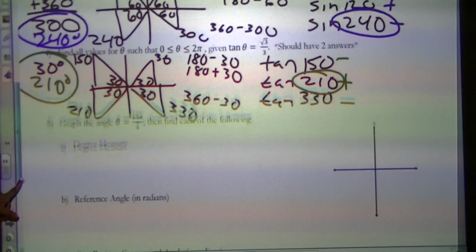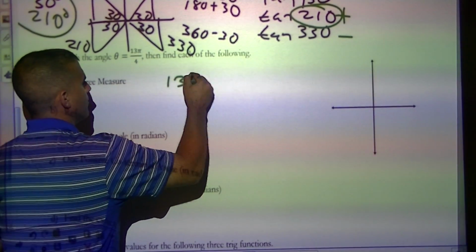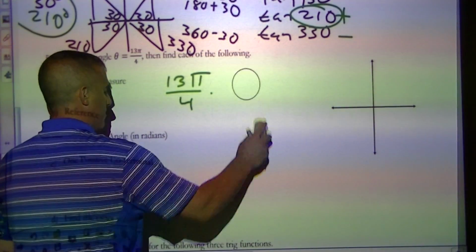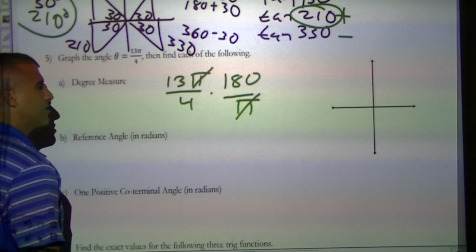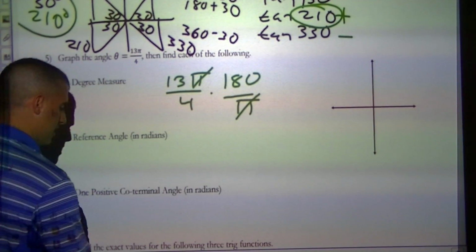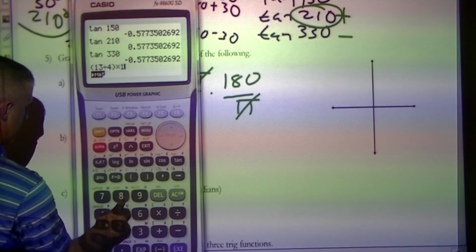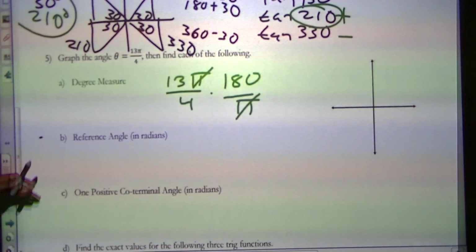Okay. It says graph. Next one says graph theta equals 3 pi over 4. Then find each of the following. The degree measure. Very simply, what you can do is multiply by 180 over pi. Now what ends up happening is the pi's go away, so really all you got to do is multiply 3/4 times 180. So that's going to be 585. That's the degree measure.